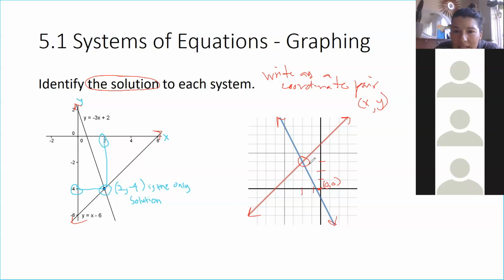-2, 3 is that coordinate pair where the lines intersect, which means -2, 3 is on both equations, which means it's the only solution to the system. It's the only place where they intersect. All right, -2, 3 is the solution. Good. All right, questions on those? When you're given the graphs, it's pretty easy. Just pull the coordinate pair off the graph.